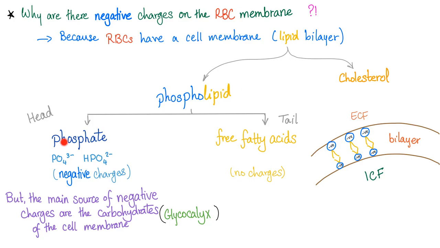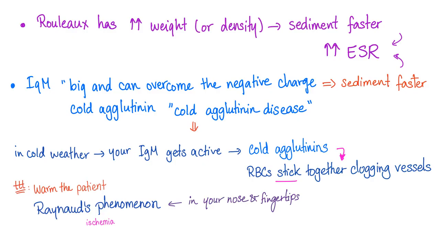The phospholipid is phosphate and lipid. The phosphates are like this. They have negative charges. Also, the main source of negative charges are the carbohydrates or the glycocalyx of the cell membrane on top of the membrane. That's why the red blood cell membrane is negatively charged. So, as rouleau formation occurs, weight or density increases, so sedimentation is faster, which raises the ESR.